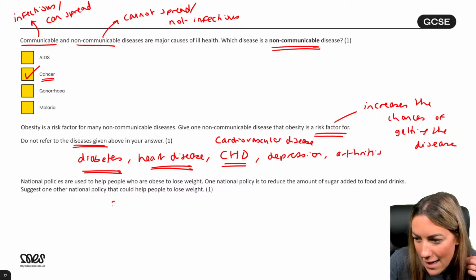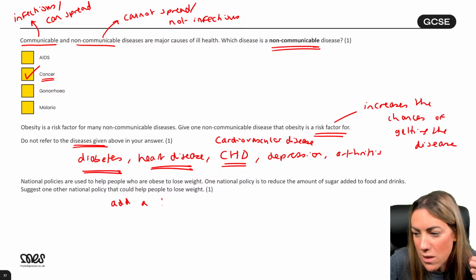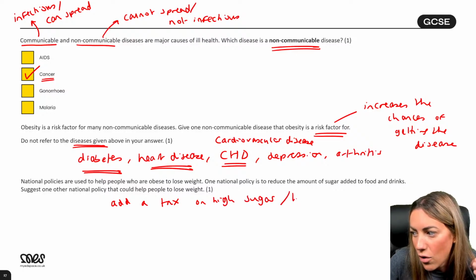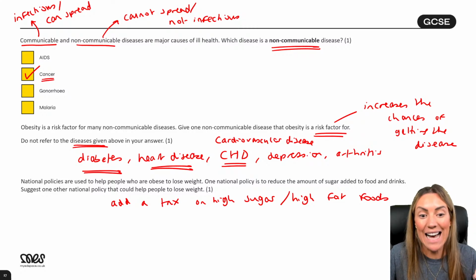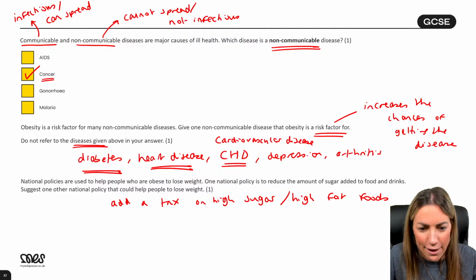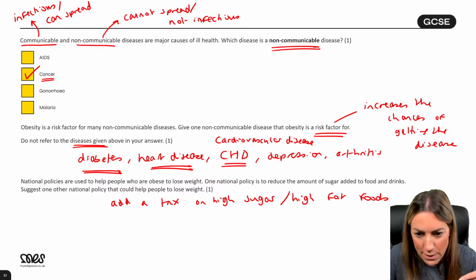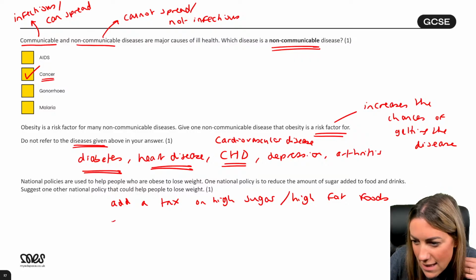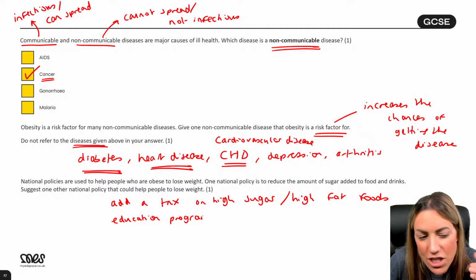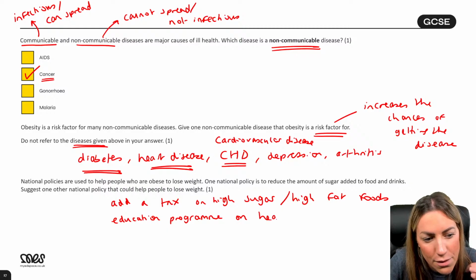Okay. A lot of you are saying this one, so I'm assuming this is what you've learned. Add a tax on high sugar or high fat foods. So the government could add a tax, right? Like, so the price of a can of full sugar Coke, which they have done, right, increases by like 50p. So if you go to a pub and you order full sugar Coke, it's going to be 50p more expensive. You could say education, or you could introduce an education program on health.